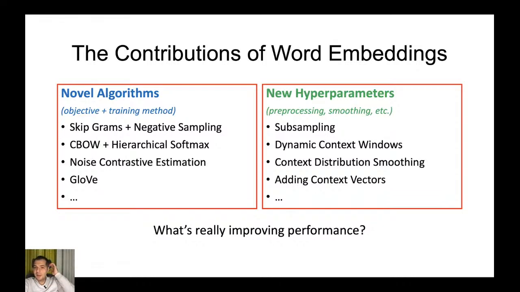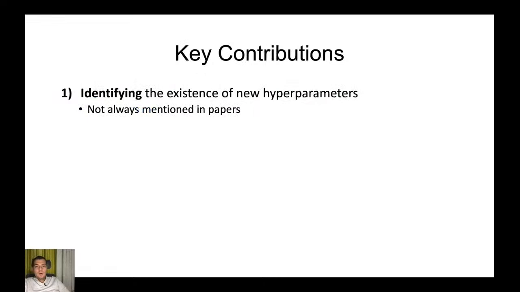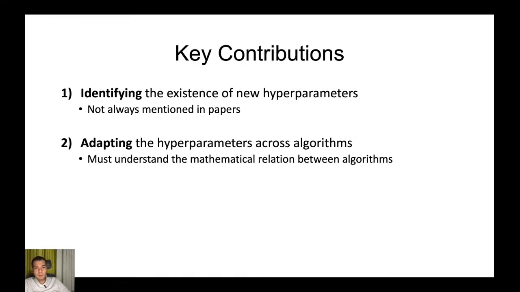There are only very specific cases where the algorithms are indeed better than the count approaches. Okay, so now we go into the details of this approach. The key contribution of this paper is first identifying the existence of these new hyperparameters, which are not that obvious because in many cases they are not mentioned in papers, and you will discover them only when you look at the implementation code corresponding to the papers presenting Word2Vec and GloVe and so on.